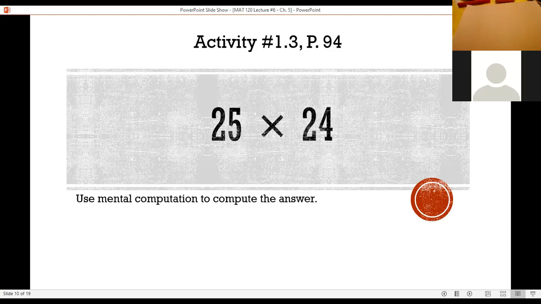Some students instead are going to think about this like it's 10 plus 10 plus 5. So 240 plus 240 plus 120. Or you could think about it in a whole bunch of other ways as well.